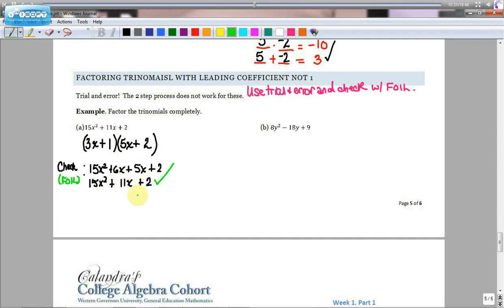Now let's say that this did not check out. Then that means that you would need to switch your numbers around. Maybe it would have been a 3x plus 2 and a 5x plus 1. And then you'd have to multiply it out and see if that worked. If that didn't work, then maybe you would need a 15x and a 1x. So you just have to try different combinations until you get it to check out.